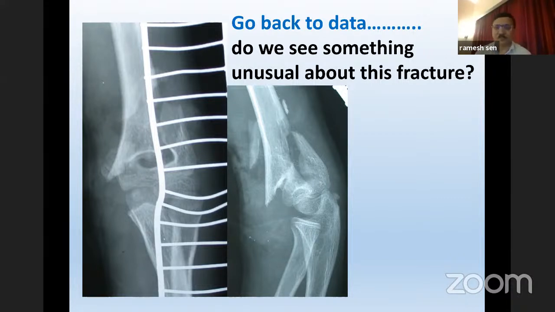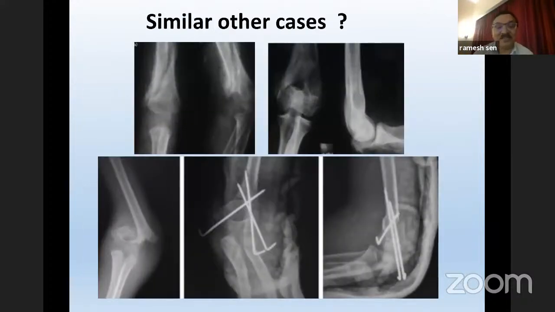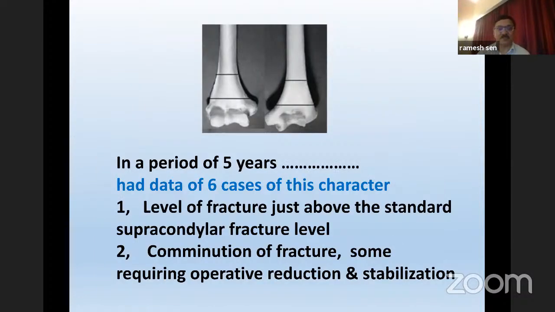It is not a classical supracondylar fracture. It is not a classical humerus fracture. It is somewhere in between. I tried searching, do we have a specific name for it? Then another case, and subsequently another case, and another case. Now, this is not supracondylar. This is not diaphyseal. It is somewhere in the metaphysis, and somehow in the literature, there was nothing of this kind of fracture pattern.